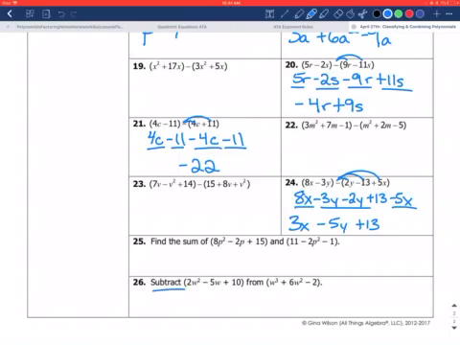Lastly, I'll leave 25 for you, but with a subtract for 26, subtract from that. Those are turnaround words. So we're going to do w to the third plus 6w squared minus 2 minus 2w squared minus 5w plus 10. So those are turnaround words there. Be very careful with it.